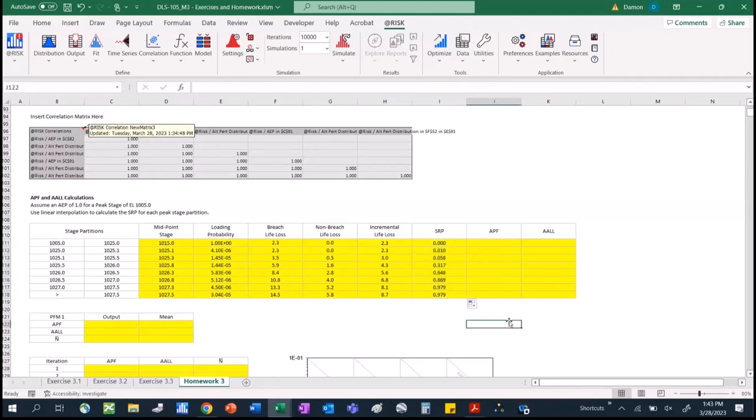Okay? So then for our... Yes? For the loading probability, for the linint, it was the difference between the stage partitions, and for the incremental loss.